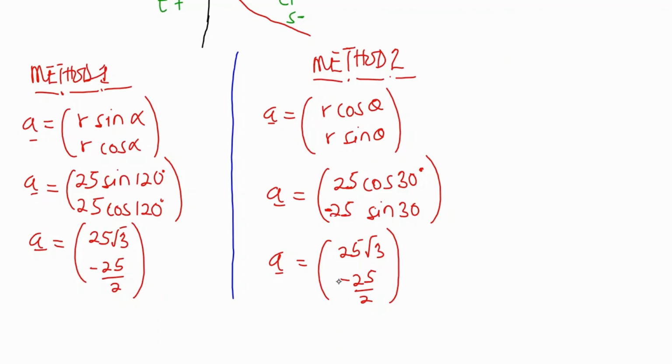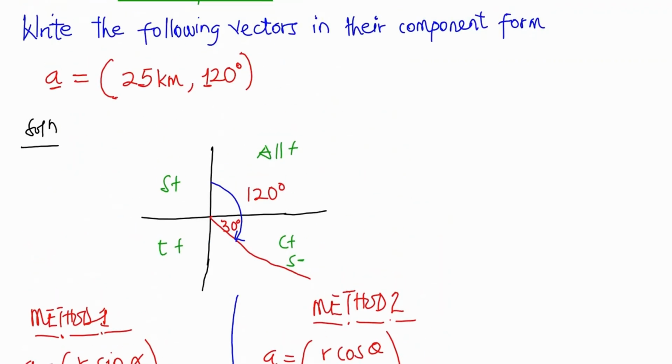Now we can see that in method 1, automatically you are going to get negative. But in method 2, if you don't apply the idea of the quadrant the vector lies in, you are going to get positive 25 root 2. And since it's negative, if you don't bring it, you are going to get the answer wrong. So these are the two ways that we can solve for the vector in its component form. Now let's try the last but 2 examples and we end today's video.